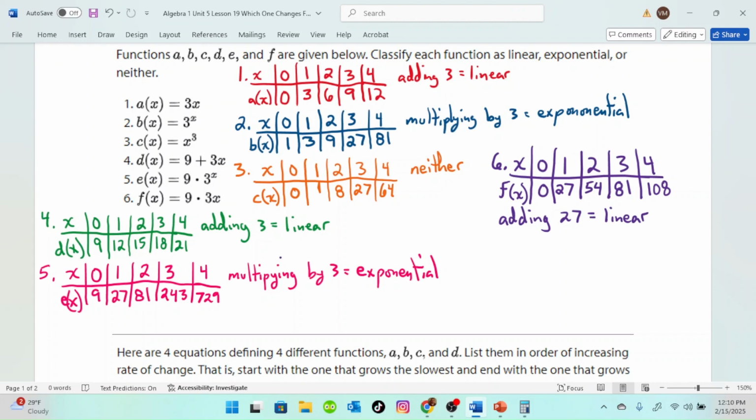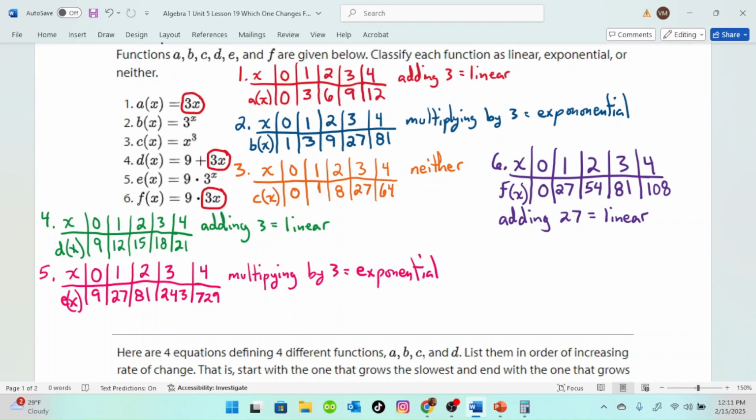So these are your answers. Number 1, number 4, and number 6 are all linear. Notice what they have in common. In number 1, x is a base number being multiplied by 3. Number 4, x is a base number being multiplied by 3. And on number 6, x is a base number being multiplied by 3. This results in a linear function each time.